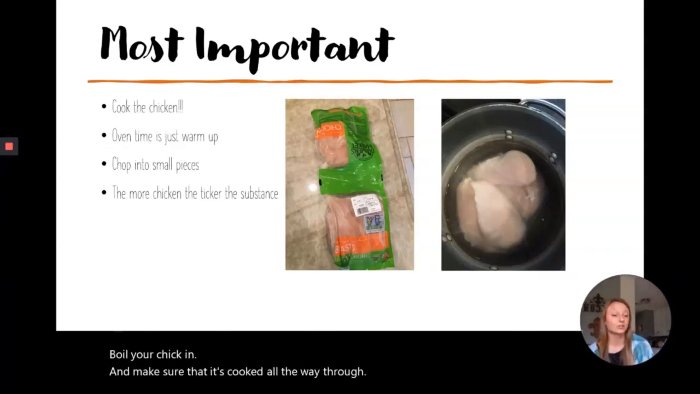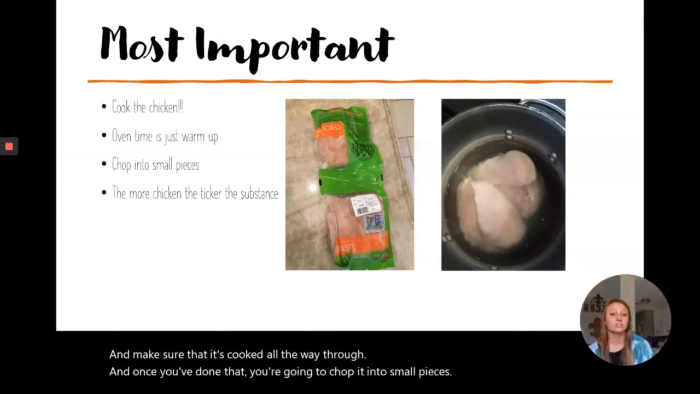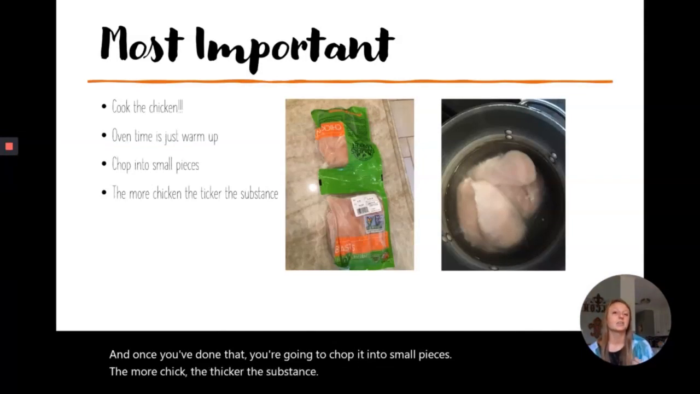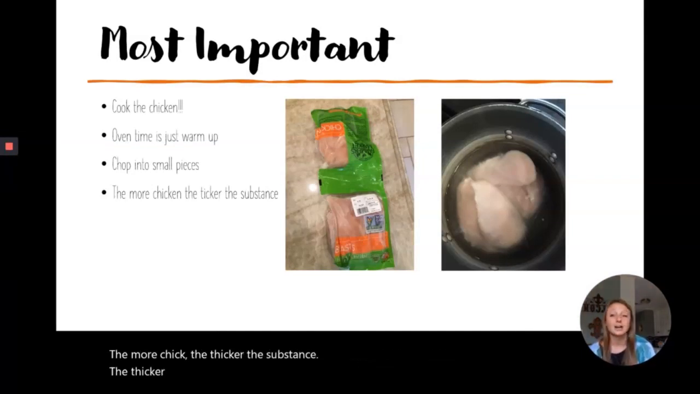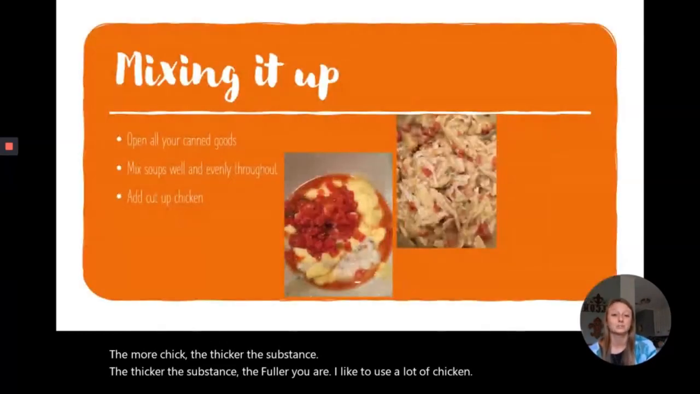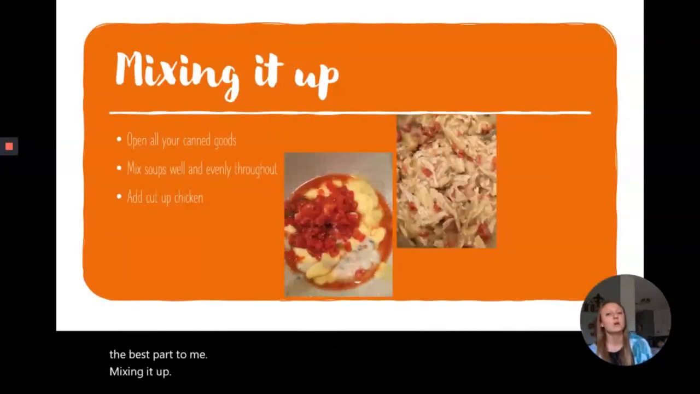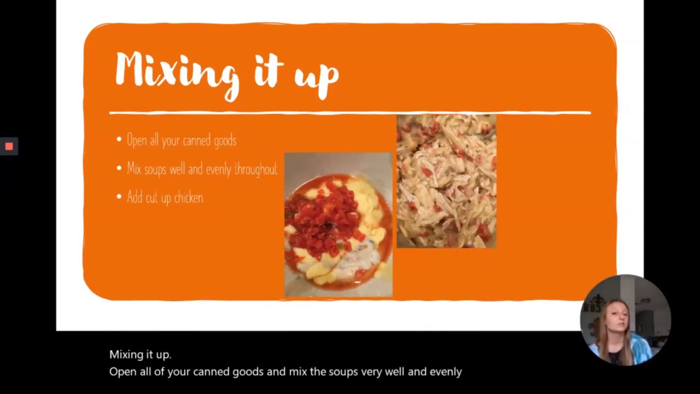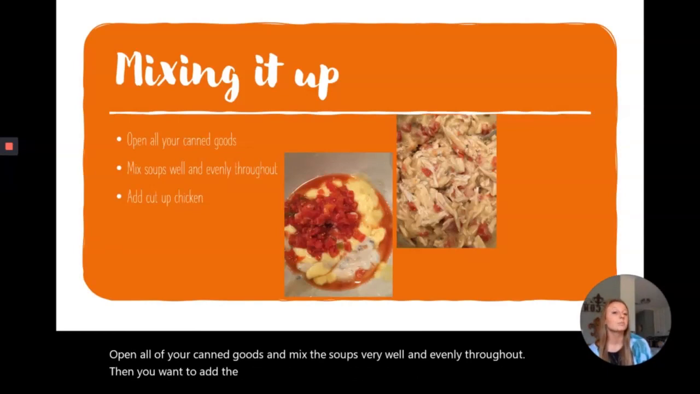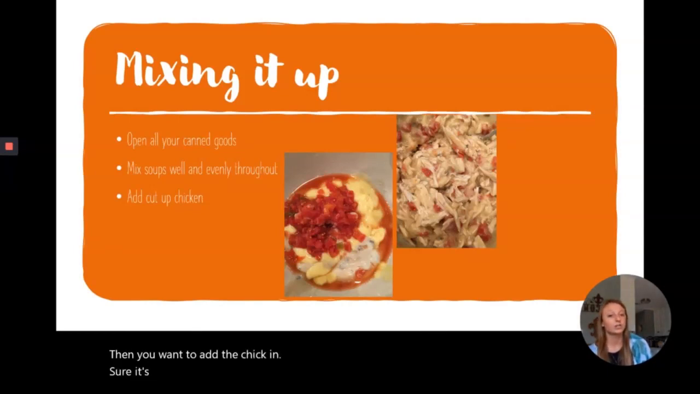And once you've done that, you're going to chop it into small pieces. The more chicken, the thicker the substance. The thicker the substance, the fuller you are. I like to use a lot of chicken. That's the best part to me. Mixing it up. Open all of your canned goods and mix the soups very well and evenly throughout. Then you want to add the chicken. You want to make sure it's mixed up because you want chicken and soup, you want all those flavors in each bite.